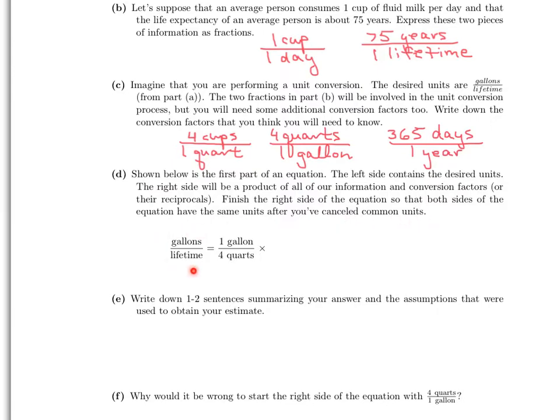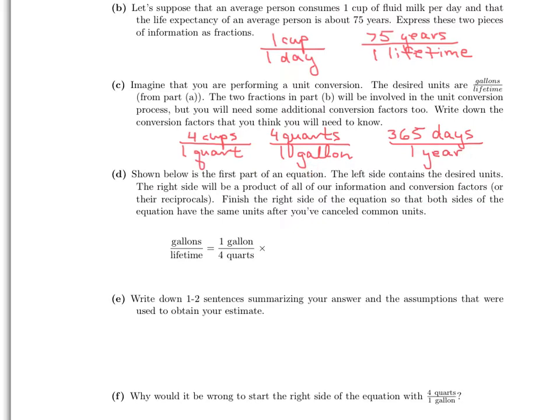Okay, so notice on the left side of the equation we have gallons per lifetime. That's what we're trying to estimate. On the right side of the equation, the first fraction has been given to us. And notice it's 1 gallon per 4 quarts. It's precisely the reciprocal of one of our conversion factors right here. Why did we need to take the reciprocal of this fraction? Well, because the left side of the equation has gallons in the numerator, so we know on the right side we need gallons in the numerator as well. So that means we need to take the reciprocal of this fraction.